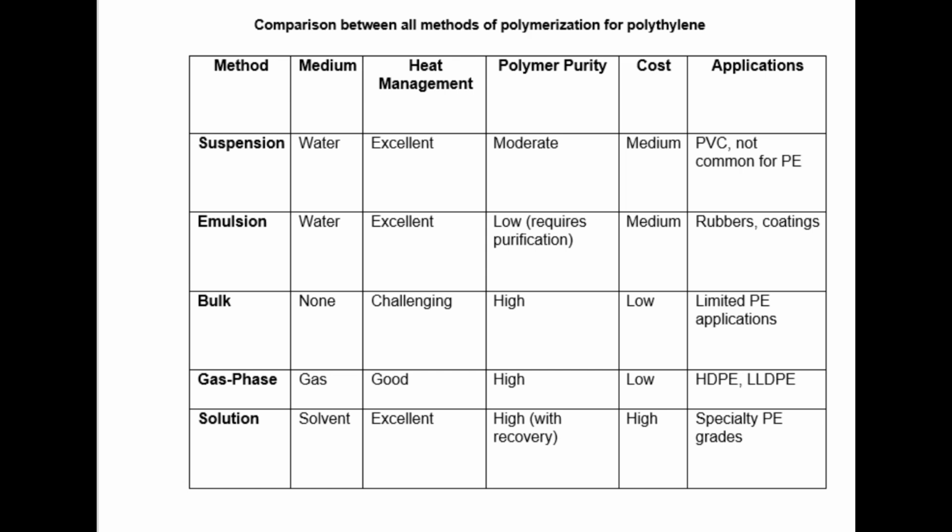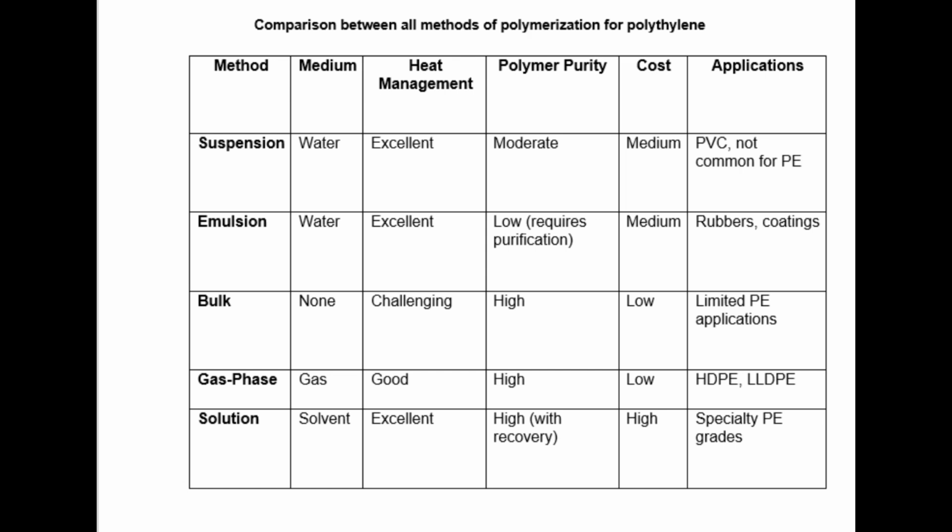Next, we can see that the emulsion polymerization method has lower purity. This is because complex purification needs to be done to remove the surfactant and stabilizers, and also it is limited to specific monomers only. So therefore, emulsion polymerization does not give pure polymer compared to the others.